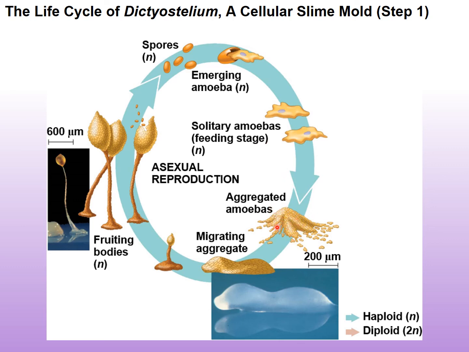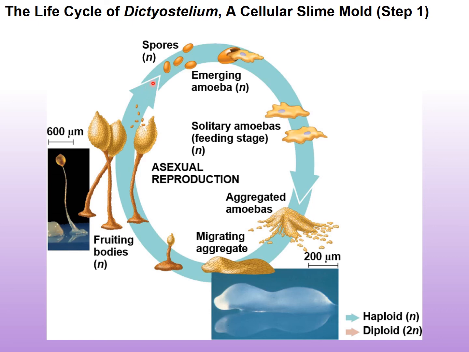So here we have a bunch of amoeboid cells which have aggregated and they've formed into something that can move. So this migrating aggregate occurs when the conditions are very poor and it needs to find a good food source. So it moves, it finds a good food source, and then it hangs out there. Once it finds a good food source, it's able to produce these fruiting bodies, which are eventually going to produce spores. So these are sporangium, right?